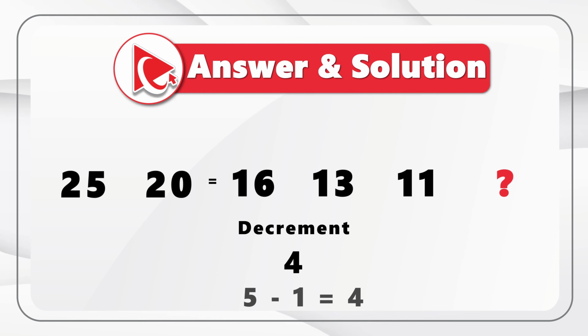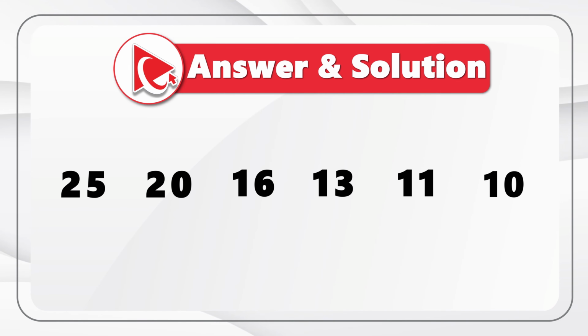20 minus 4 equals 16. 16 minus 3 equals 13. 13 minus 2 equals 11, and 11 minus 1 equals 10. So the correct answer here is choice B, 10.